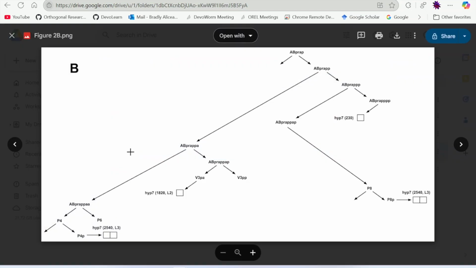And then for B, this is working out more of these hypodermal 7 cells, again from the AB sublineage. So you have a sketch of how this sublineage breaks down. You get cell divisions in developmental cells, and you get these hypodermal 7 cells that appear at different stages of development, some appearing embryonically, some appearing post-embryonically.